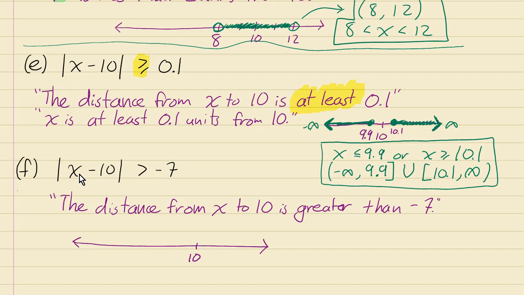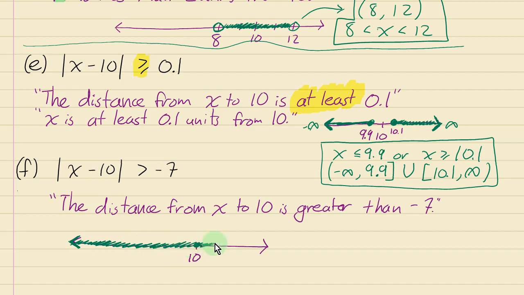Or you might get 0. If you plug in x equals 10, that's the smallest possible distance to 10. So 10 minus 10 is 0 when x is 10, and 0 is greater than negative 7. So that works. And if you plug in any other point, anywhere, you're going to get a positive number for the distance. So the solution to this is all real numbers.